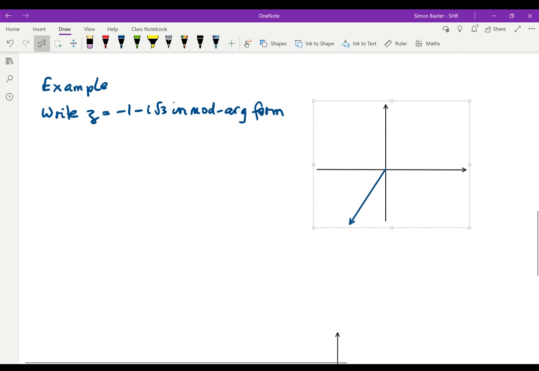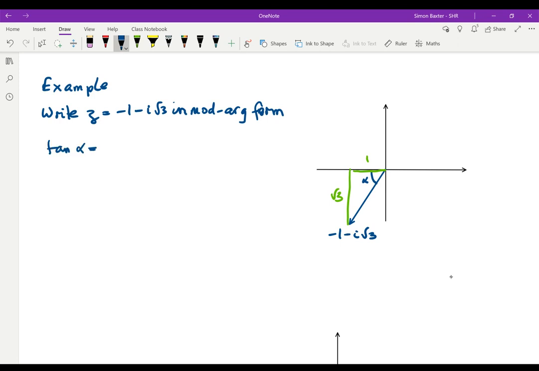Minus 1 minus i root 3. Well, we need to look at this angle first, which is alpha. If this is minus 1 minus i root 3, then the horizontal distance is 1. The vertical distance is root 3, and therefore tan alpha is equal to root 3, and that gives us that alpha is pi by 3.